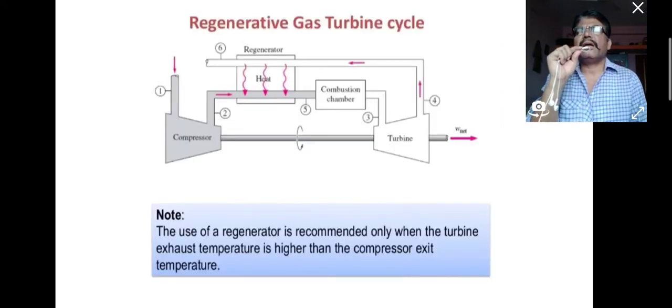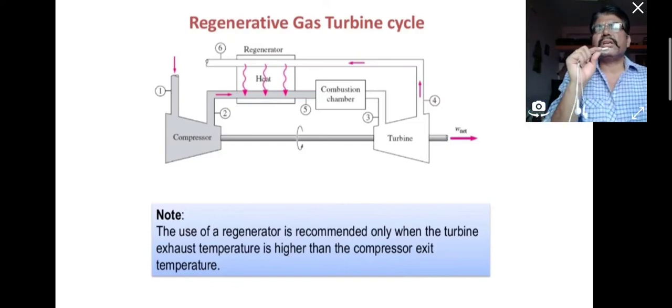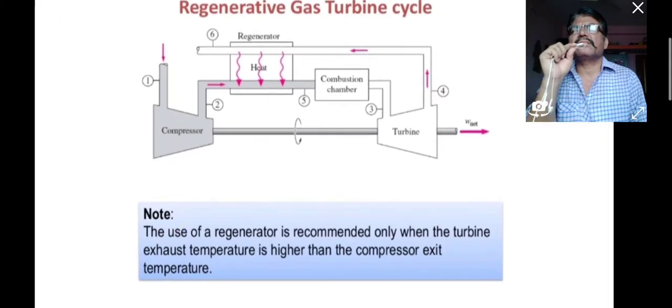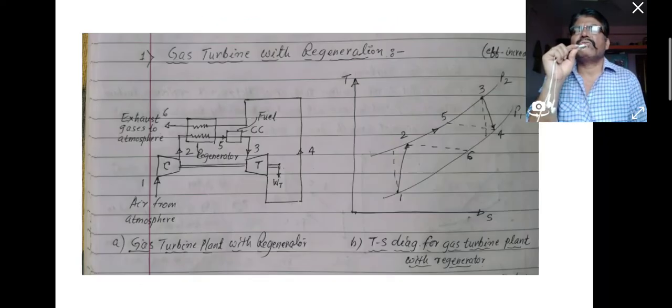The first method is the regenerative gas turbine cycle. In that we can see the compressor, combustion chamber, and how the regenerator is placed. Between 1 to 2 there is the compressor, between 2 to 3 there is the combustion chamber, 3 to 4 turbine, 4 to 5 we can say there is a regenerator, also called a reheater. Next we will see the actual working on the next slide.